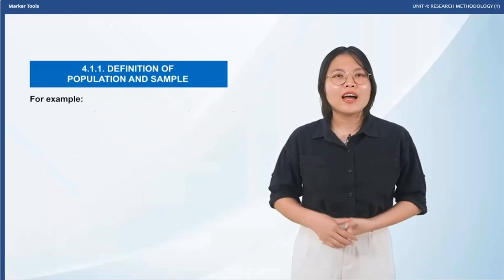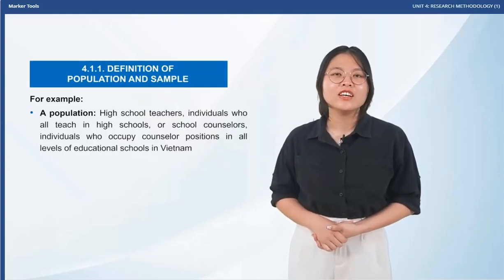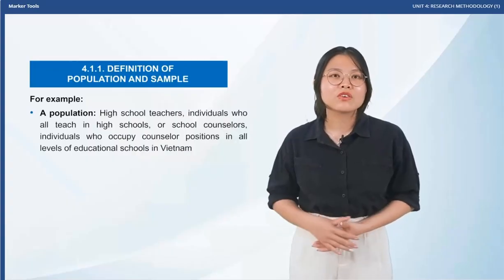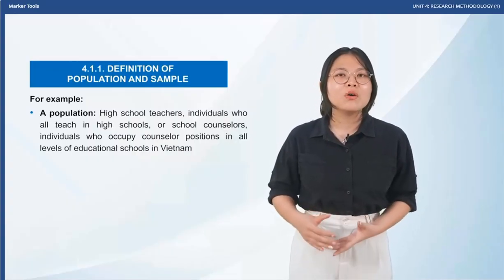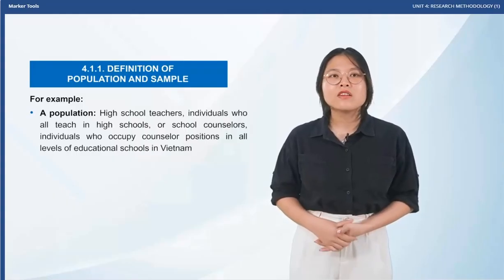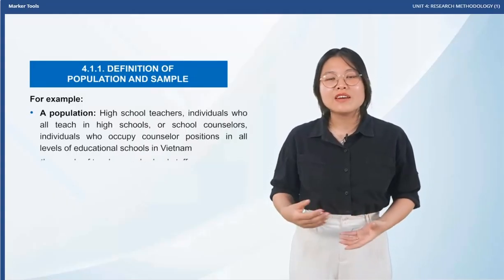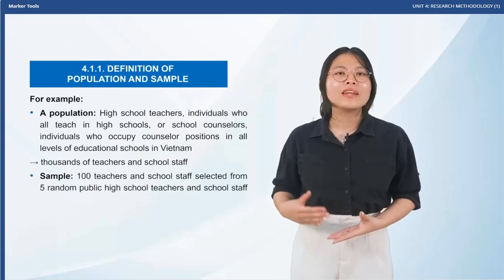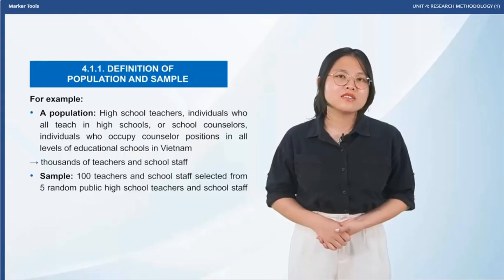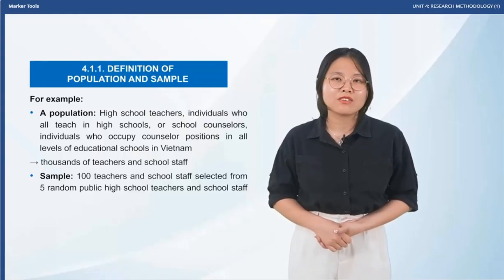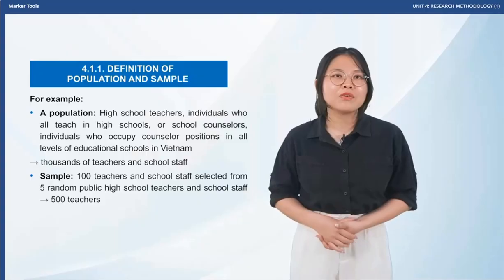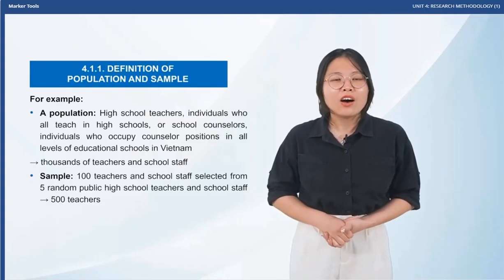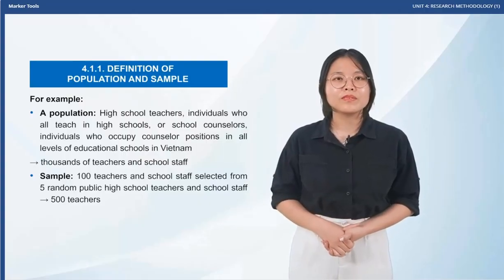For example, a population are high school teachers, individuals who all teach in high school, or school counselors, or individuals who occupy a counselor position in all levels of educational school in Vietnam. This one we call Vietnamese teachers and school staff. However, the sample can only be 100 teachers and school staff selected from maybe 5 random public high schools, which made up 500 teachers. So you can see that the number of the population is always bigger than a sample.